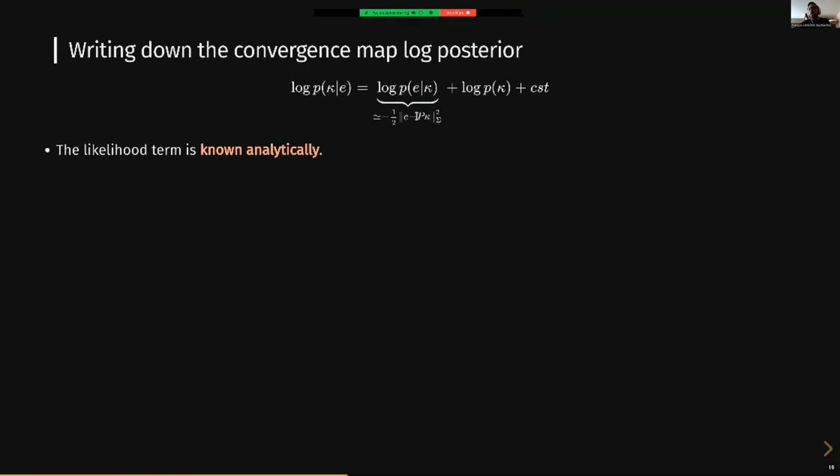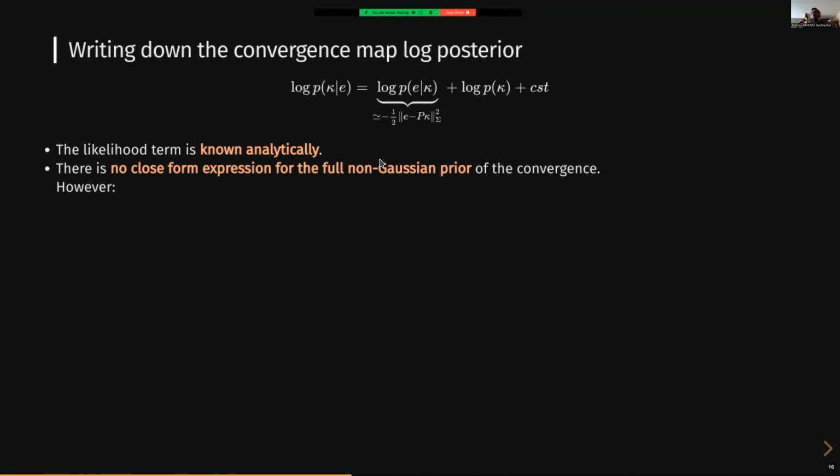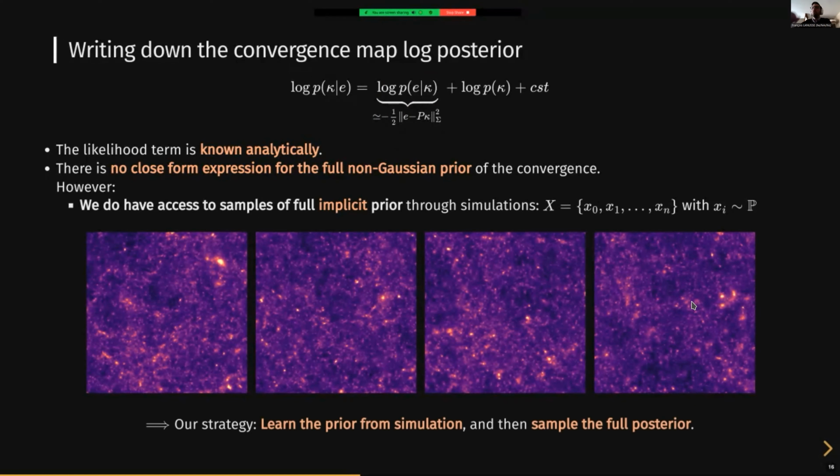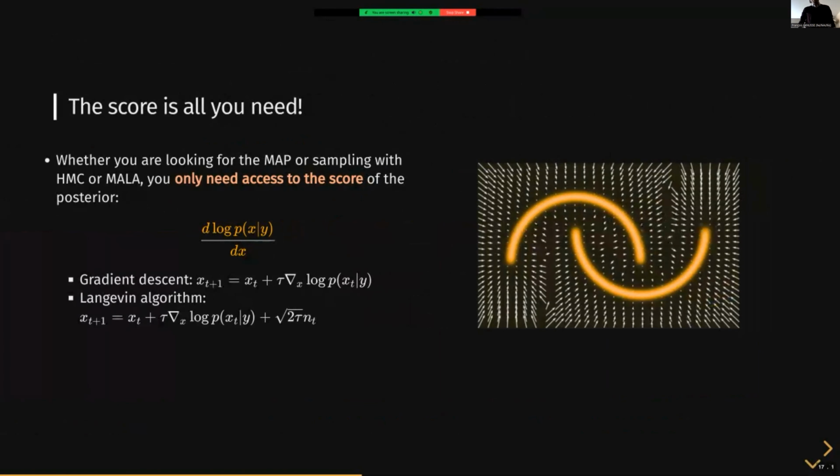I won't go into the details of what these terms are, but the thing I should tell you is that this is known by the physics. This is given to us by gravitational physics. And then here I have this prior that I need to specify. The prior is not something that I can write down analytically, but I have access to my simulation. So I run a bunch of simulations. And from these simulations, the idea will be to learn a deep generative model that I can then use in my Bayesian inference.